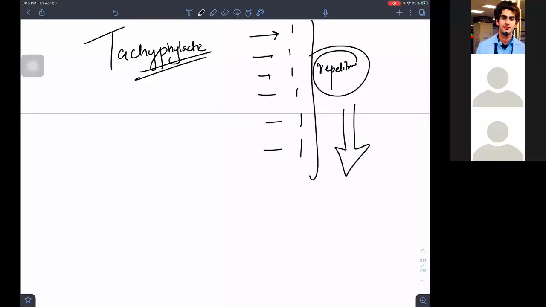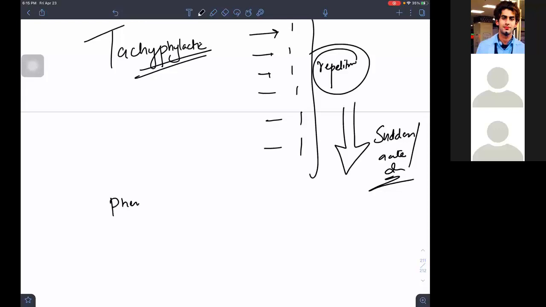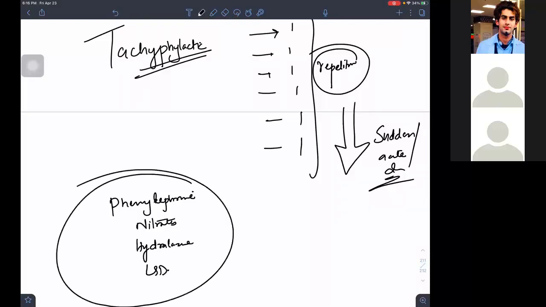Once you are repeatedly administering a drug, I am giving you examples in which case it will happen. It will lead to a sudden acute decrease. For example, this happens in many drugs. I can say phenylephrine, nitrates, hydralazine, LSD. So these are the examples where you have tachyphylactic effects. Is it clear, friends? Is it clear? So can we have a 2-minute review?